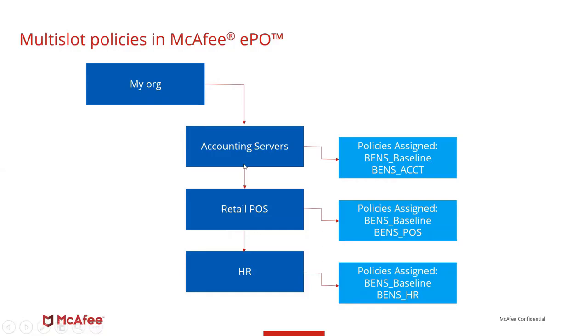So when we talk about accounting servers, you would assign the baseline and then your accounting policy, and then it would merge those two roles into one on the endpoint. When we talk about retail, you would have your POS roles, and then again that baseline, and then HR would have baseline and HR and what have you.